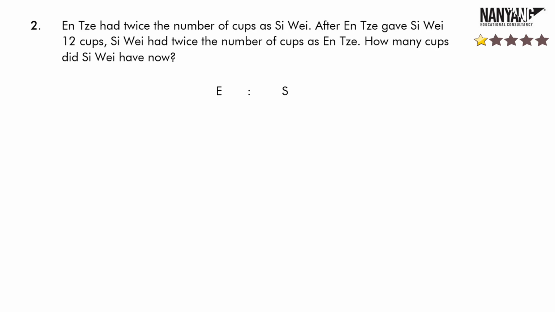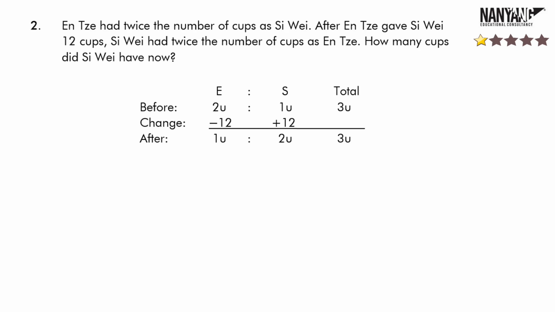Alright, so first we write down the ratio of Enzhe and Siwei. Before that, it should be 2:1. Our change should be Enzhe lost 12 cups and Siwei gained 12 cups. And after, our ratio will be 1:2. Now let's look at our total. What a coincidence. On both before and after, it will be 3 units. On more difficult questions, this would not be the case though. But it's okay, let's continue to solve this question.